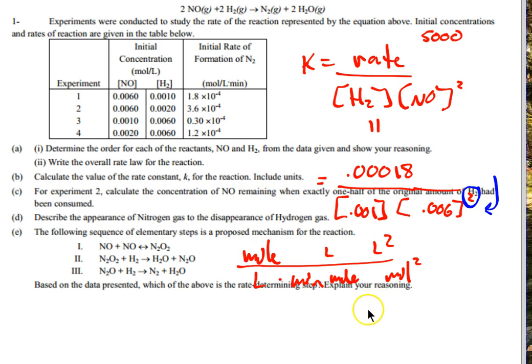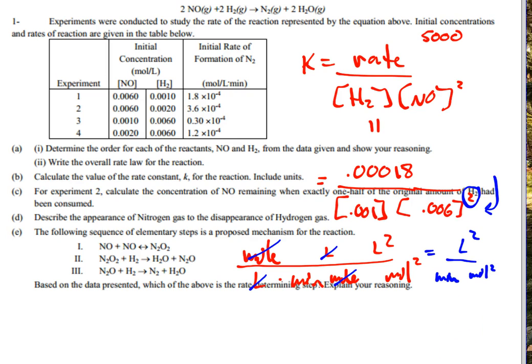Okay? So now I can cancel some stuff out. I'm going to cancel out the liter right here, the liter right there, the mole right there, the mole right there, and nothing else cancels out, correct? So the overall unit for K here would be liters squared per minute mole squared.